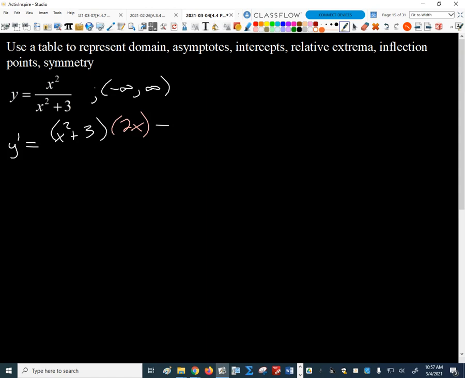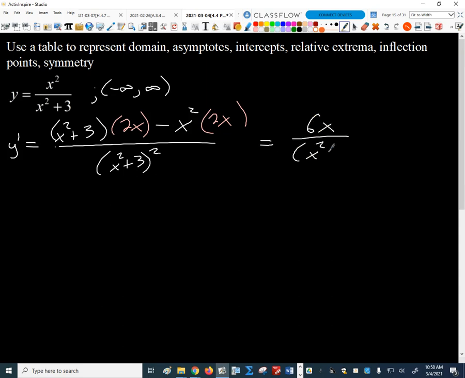Okay, good. And I'm going to do it as low d high minus high d low. Derivative of the bottom would just be my 2x, good. And all divided by the bottom squared. If I distribute the 2x, I'm going to get 2x cubed plus 6x minus 2x cubed. So the x cubed terms cancel, and I get 6x over the quantity x squared plus 3 squared.